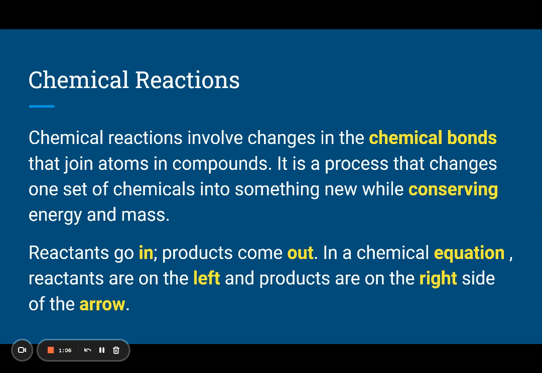So chemical reactions are going to involve changes in chemical bonds. A chemical bond is a force that joins atoms of elements into compounds. So remember, we talked about monomers and polymers and all of the different elements that make up life's macromolecules. That's what we're talking about happening, is that in order to create those, they have to form a chemical bond.